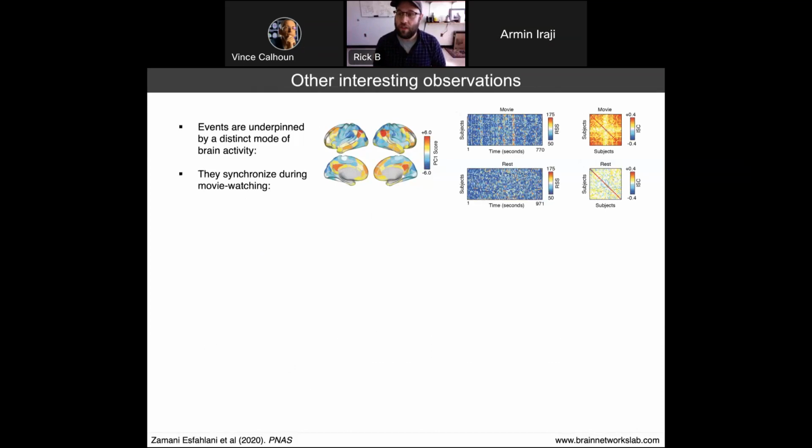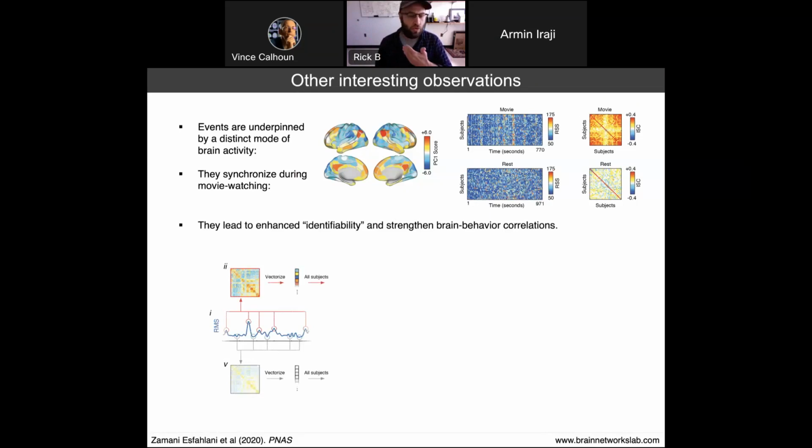We have found that the event amplitude synchronizes during movie watching. So the events occur synchronously across individuals, and I'll have more to say about that in a moment. And we've also found that these event periods, these brief periods, actually contain very strong individualized information about subjects, as well as strengthened brain-behavior correlations. And we show this with Midnight Scan Club data for the identifiability part, where we reconstruct networks from the highest and lowest amplitude frames.